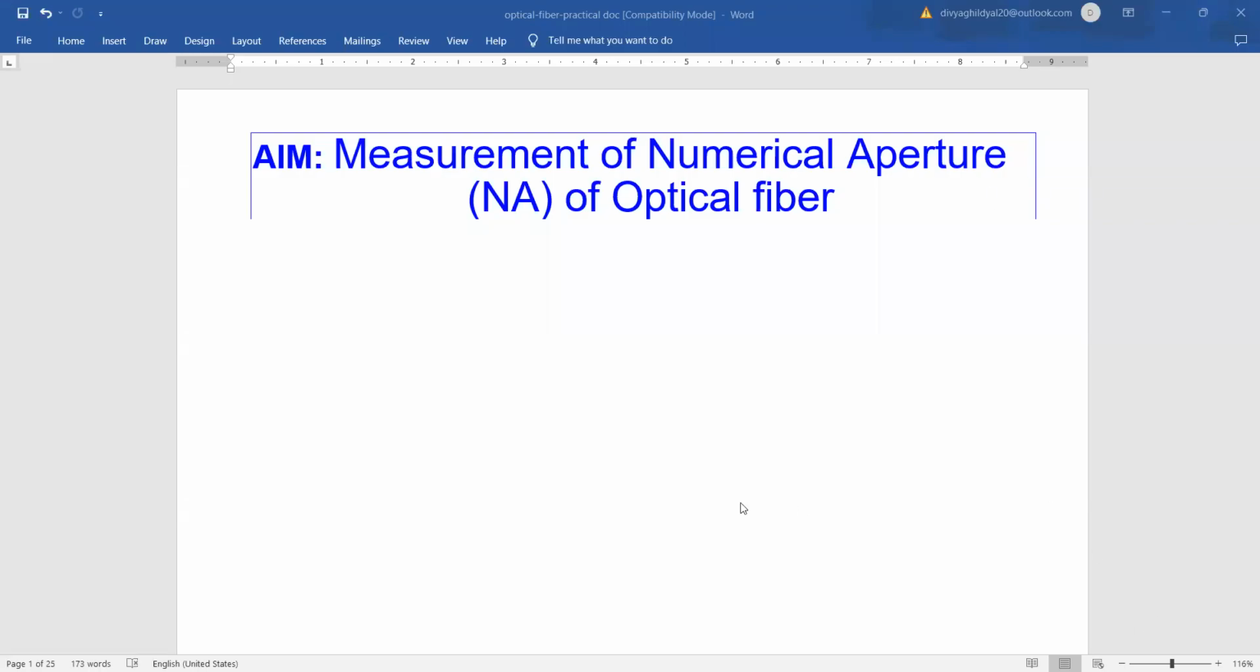Hello students, in continuation with the lecture series for physics practicals, today we will discuss how to find the numerical aperture of a given optical fiber cable.